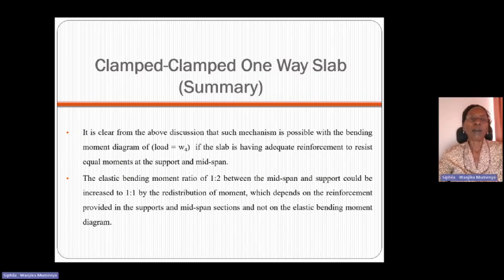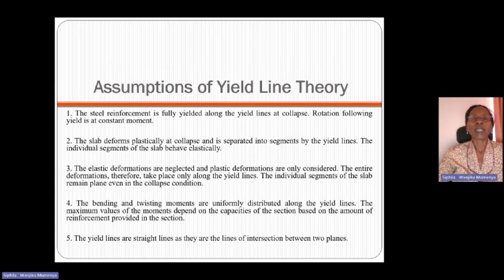It is clear from the above discussion that a mechanism is possible in the bending moment diagram at the load equal to W4 if the slab has adequate reinforcement to resist equal moments at the support and midspan. The elastic moment ratio of 1 to 2 between the midspan and support could be increased to 1 to 1 by the redistribution of moment, which depends on the reinforcement provided in the supports and midspan sections. What are the assumptions of yield line theory?